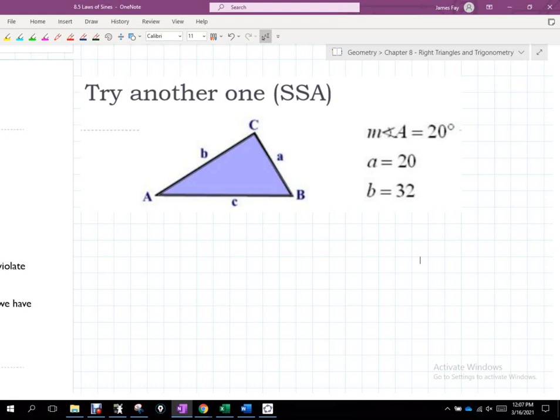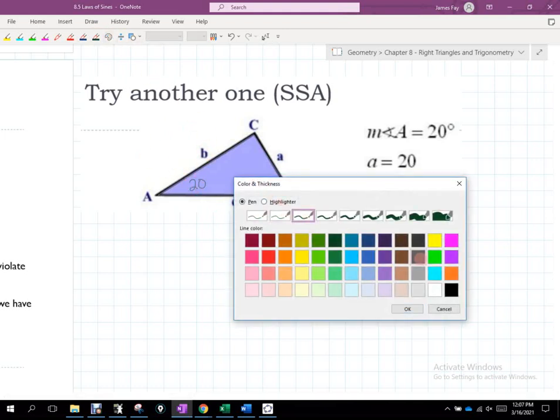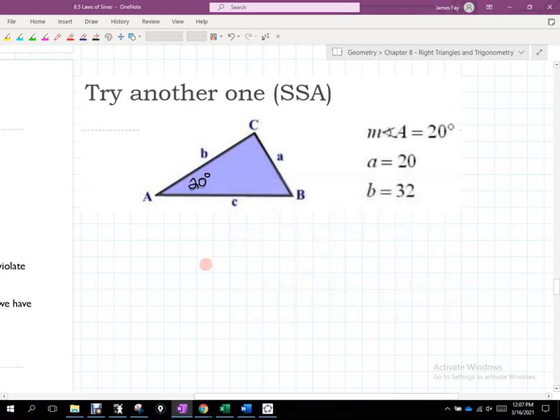First thing we're going to do is set up our law of sines from the information that's provided. They're telling us that angle A is 20 degrees. Side A is 20 units long. Side B is 32. So we're going to set up our proportion: sine A over side A equals sine of B over side B equals sine of C over side C.